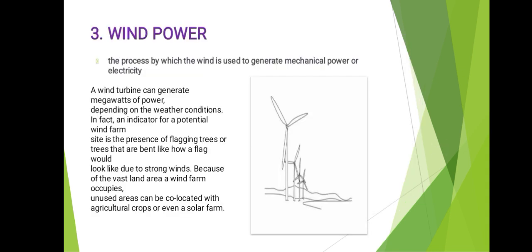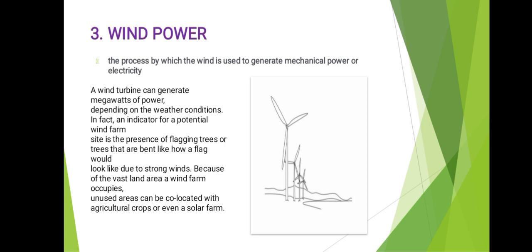So the third is the wind power. It is also under the renewable sources. Wind power is the process by which the wind is used to generate mechanical power or electricity. A wind turbine can generate megawatts of power depending on the weather conditions. In fact, an indicator for a potential wind farm site is the presence of flagging trees, or trees that are bent like how a flag would be due to strong winds.